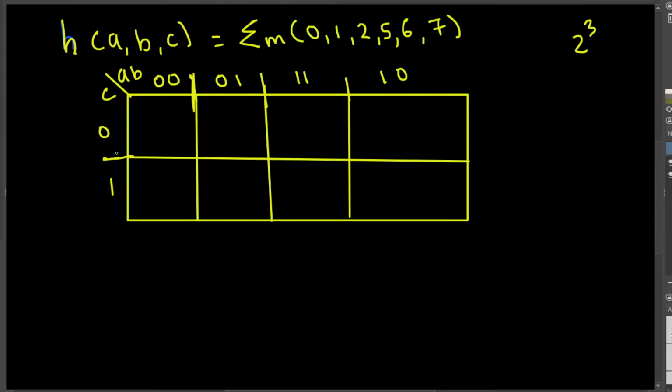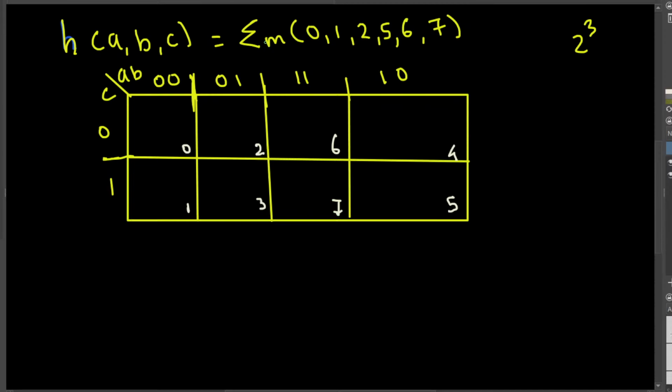So this is 0 0 0, that is 0, and then 0 1 0, that is equivalent to 2, and then 0 0 1, that is 1, 0 1 1, that is equivalent to 3, and then 1 0 0, that is equivalent to 4, and then 1 0 1, that is equivalent to 5, and then 1 1 0, that is equivalent to 6, and then 1 1 1, that's equivalent to 7. Okay, these are the locations. Now let's look at the locations.